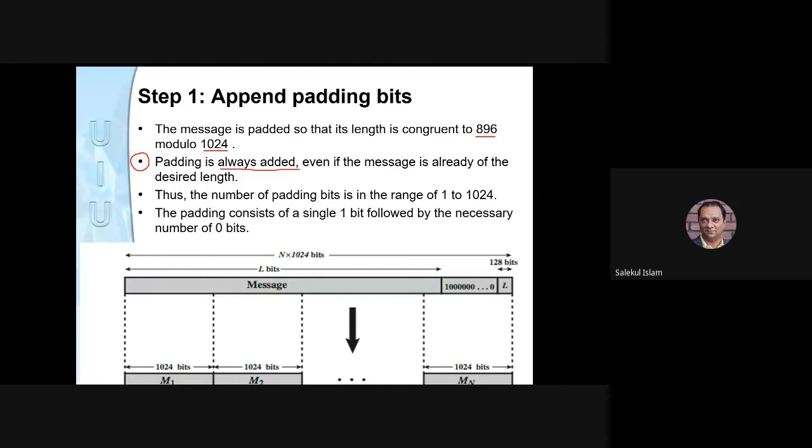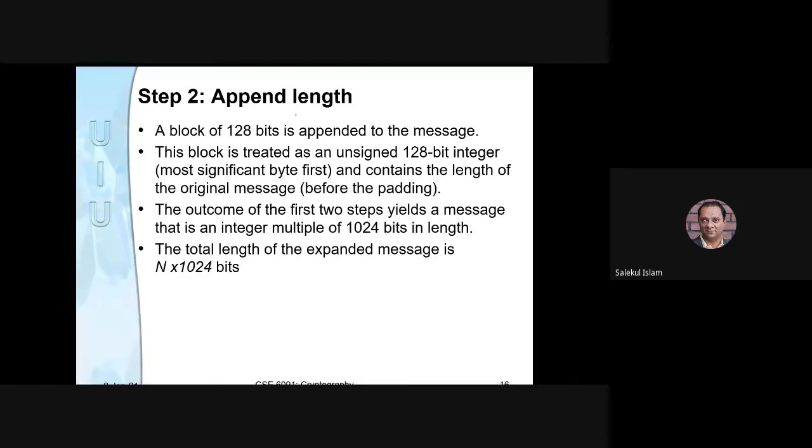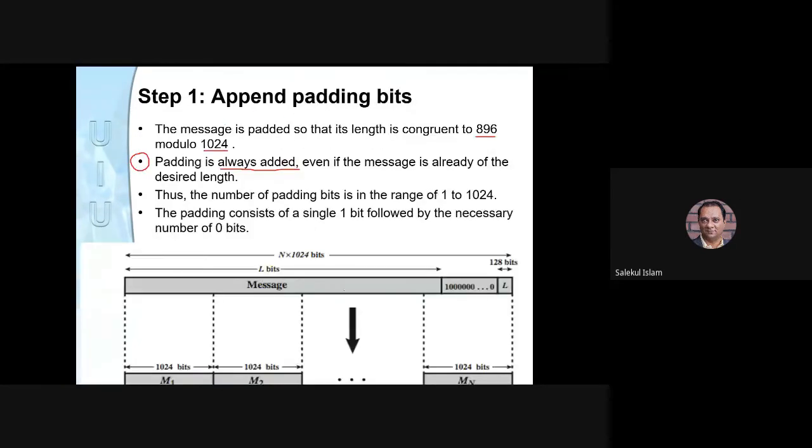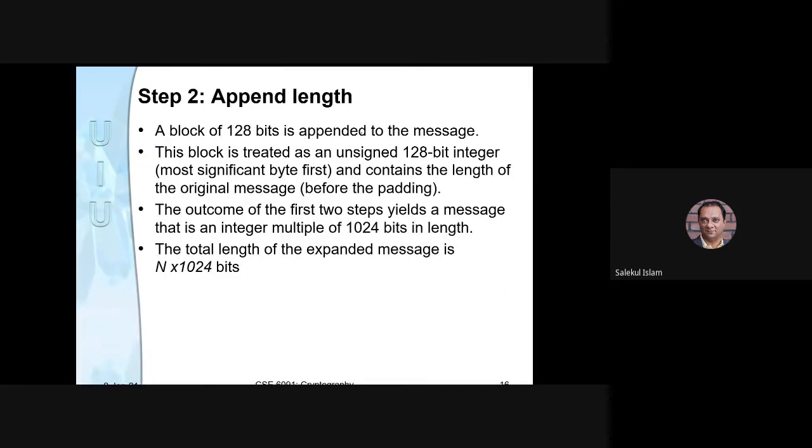so padding is always added, remember that, even if the message is already of the desired length. Now step 2 is append the length. So when the padding has been added, you have the message, you have the padding, now you have to add the length. So what they have said is that a block of 128 bits is appended. Now remember that it means you have to write the length in 128 bits.